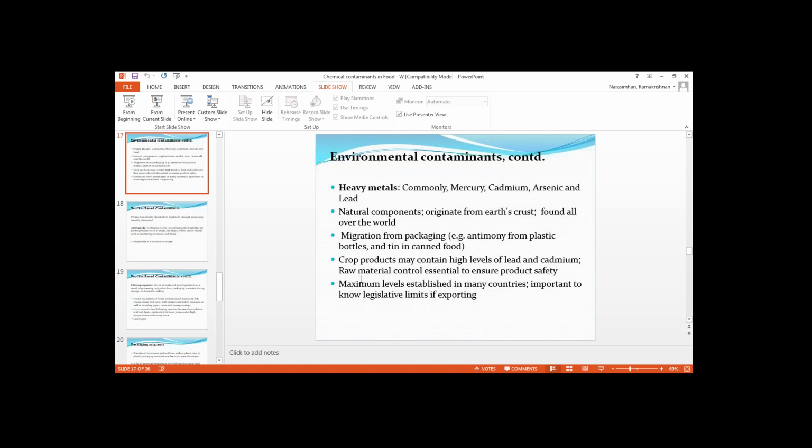Something about heavy metals. You're all familiar with the common heavy metals such as mercury, cadmium, lead, arsenic, etc. These are basically natural components which originate from the Earth's crust and are found all over the world, actually. And these have been recognized as a health hazard for many years.